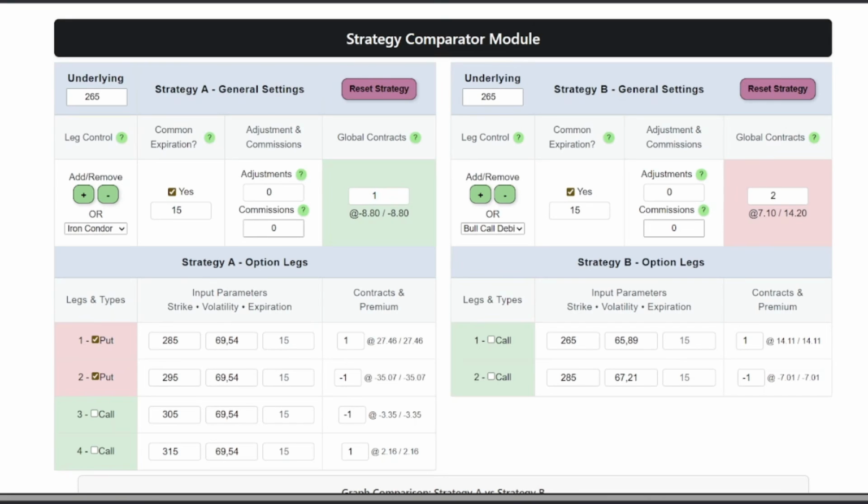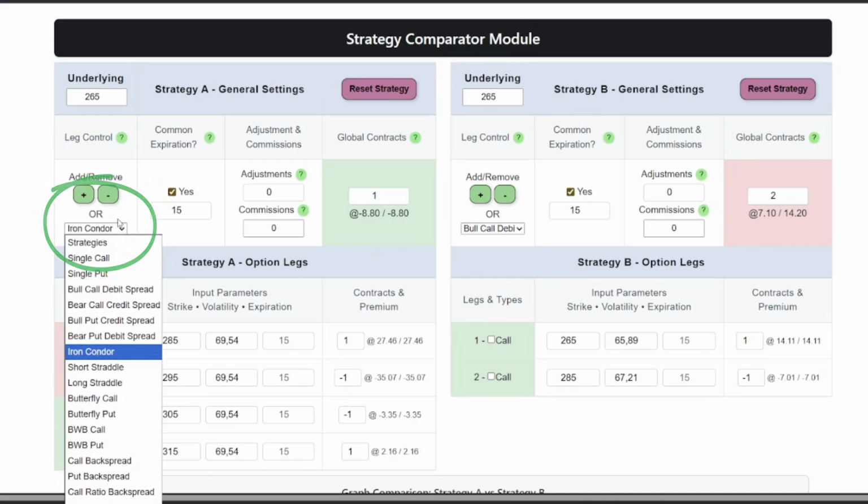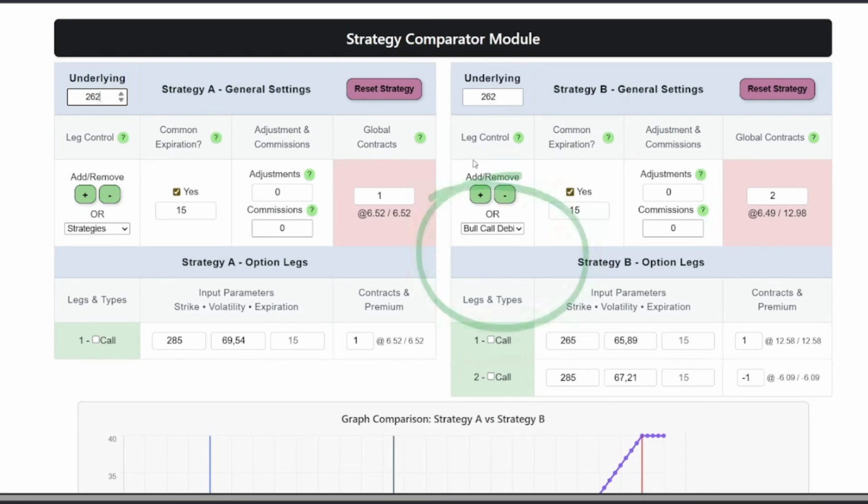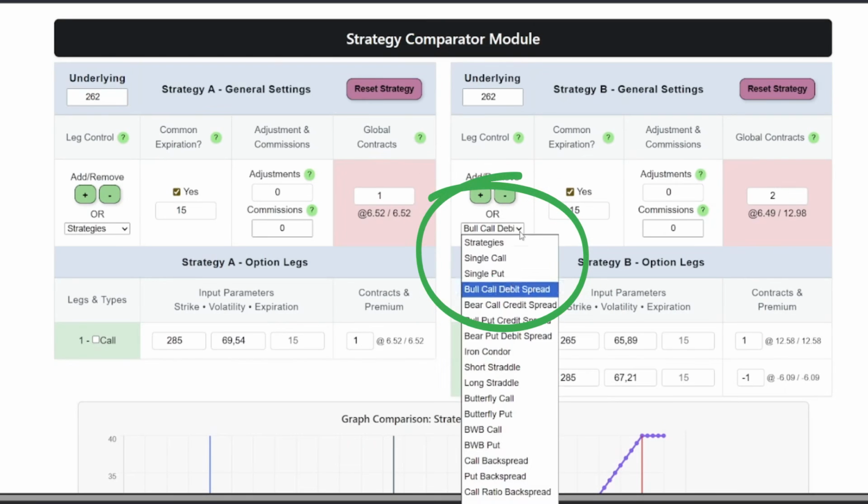We will use the Strategy A slot to add the metrics of a long call. In this case, we're going to select the strategy that we want on the menu. We will take the single call, and then configure the underlying price to 262. Now, we will use the Strategy B slot to configure the call debit spread, just like we did before.